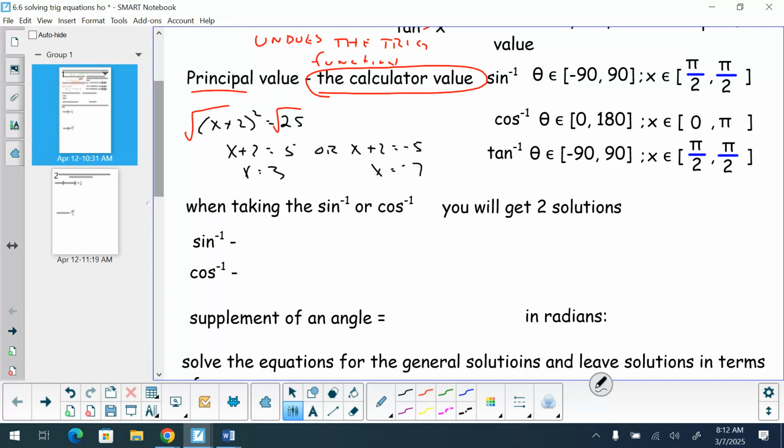If I take negative 7 plus 2, that gives me negative 5. I square that and I get 25. 3 plus 2 gives me 5. I square that and I get 25. So we get double solutions here.